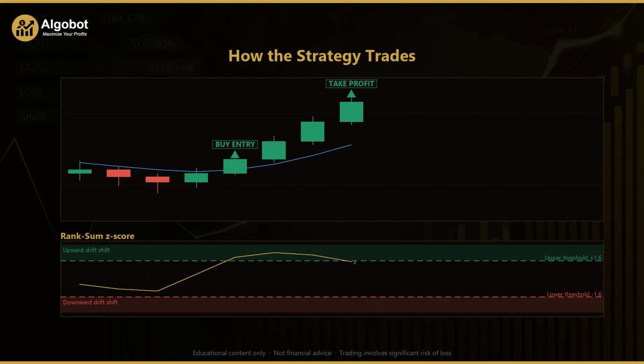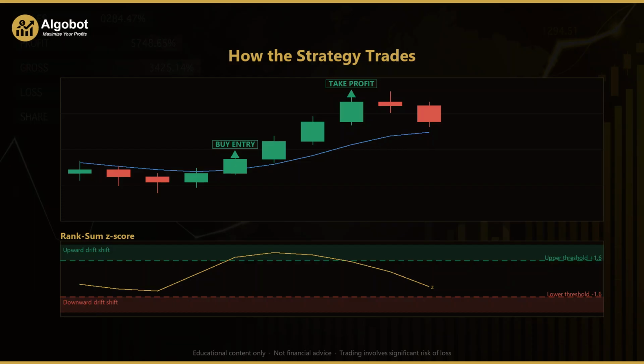At that same moment, the stop loss is placed a set multiple of the average true range below entry, and the take profit a larger multiple above, giving a reward to risk of 3-2. The fifth and sixth candles confirm the shift. Price rallies steadily, each close pushing higher, and the z-score stays elevated above the green band around 2.1 to 2.3. The upward drift regime is holding, exactly the environment this entry was designed to join.